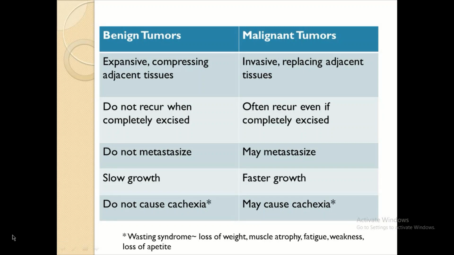Cachexia is general weakness and wasting of the body due to severe chronic illnesses, especially cancerous conditions.